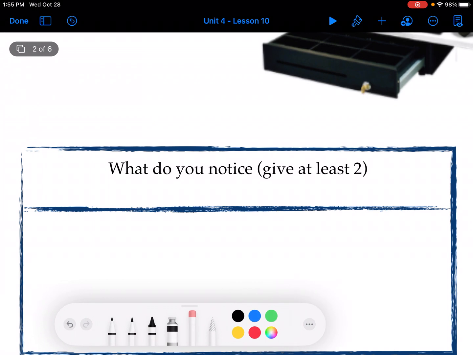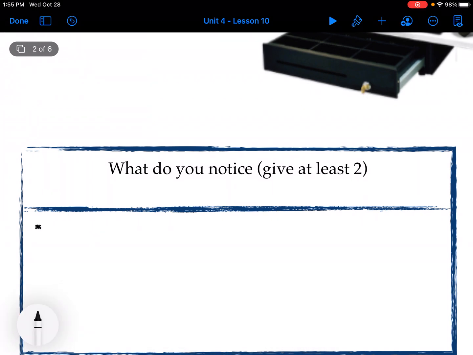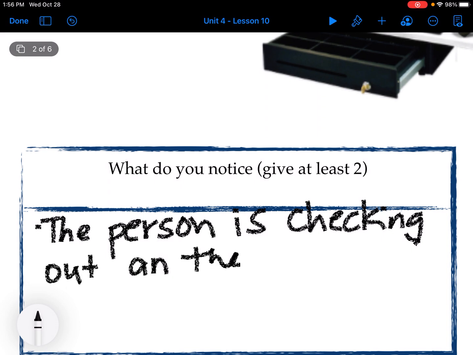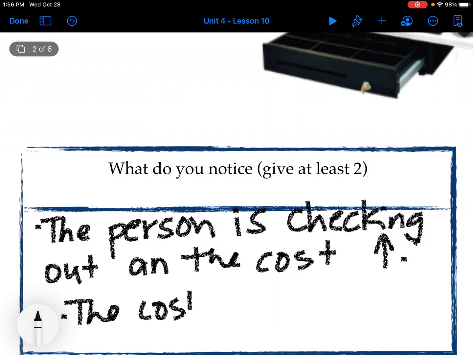The first thing I notice is that the person is checking out and the cost increased. Okay, something else that I notice is that the cost is up by 45 cents.